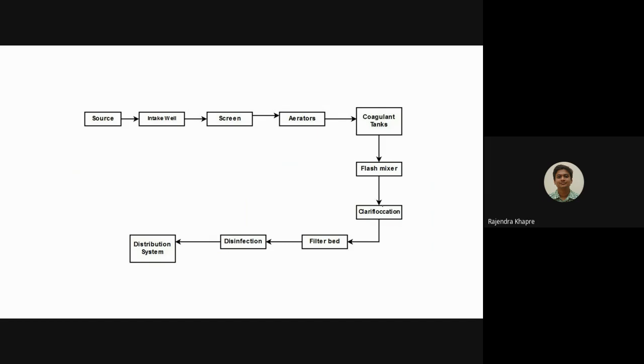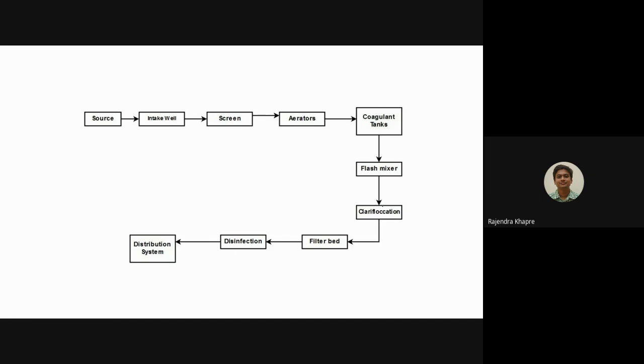Okay, so this coagulant tank is basically a simple tank. Nothing much is there. It can be of circular shape, square shape, or even a rectangular shape. The basic purpose is that when the coagulant is added, it should be mixed properly. There are different types of coagulation tanks available.